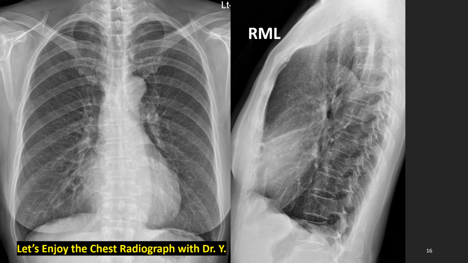Look at this lateral film. We see triangular increased opacity here, but not as clear as the previous image. Actually, this is the usual feature of right middle lobe collapse we commonly see in the reading room. This is the more usual face of right middle lobe collapse.